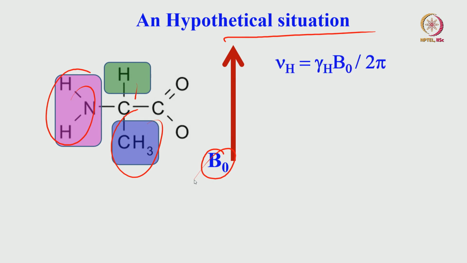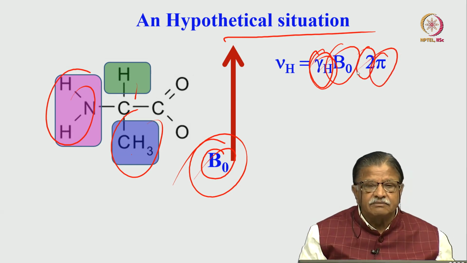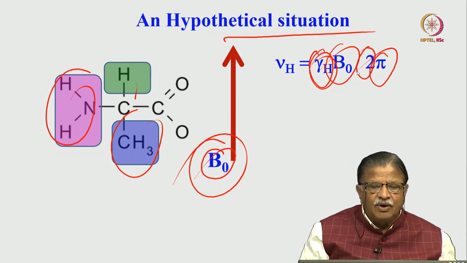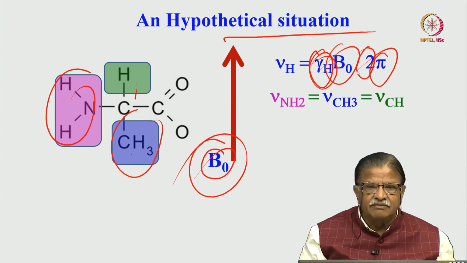According to my resonance condition, nu is equal to gamma B naught over 2 pi. Gamma is constant for a given nucleus. Now I am looking at proton NMR, that is hydrogen, so gamma is that of the proton. I fix the magnetic field constant, so B naught is constant. I know 2 is constant. I know pi is constant. So what do you understand from this equation?